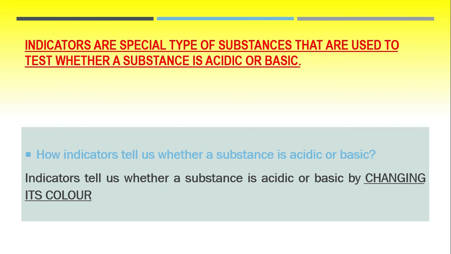That means they will give us a specific color in presence of acid and in presence of base, and by that color change only we can identify whether it is acid or basic. So all we have to know is the knowledge of which color this indicator changes to in presence of acid and base. If we have that knowledge, we can easily use them for identification.